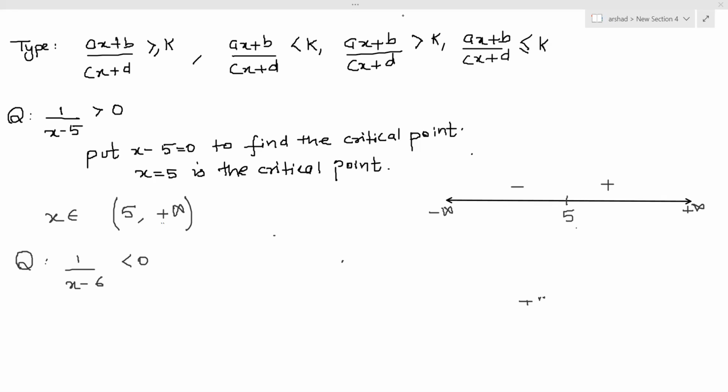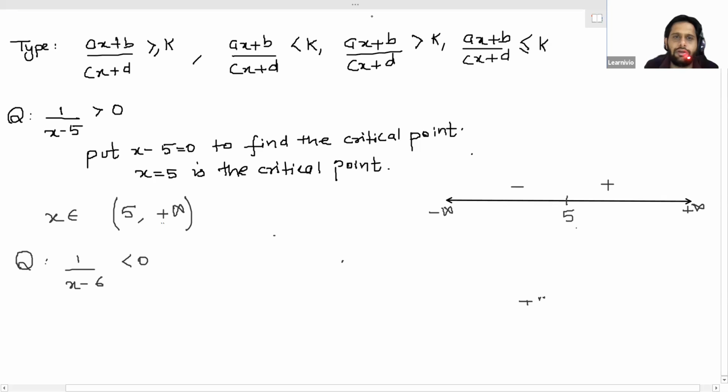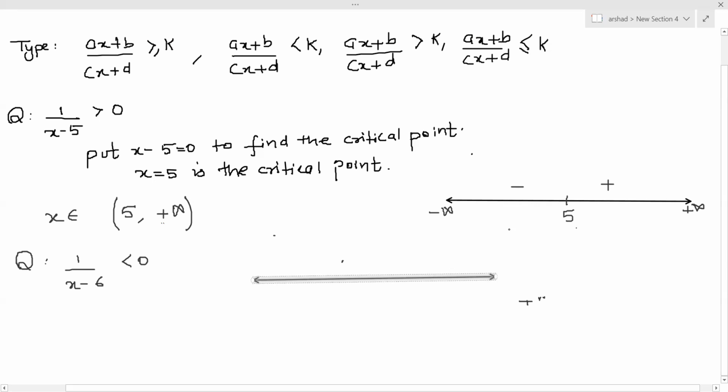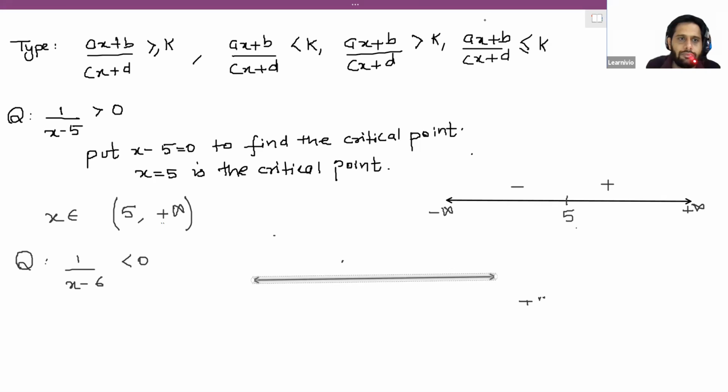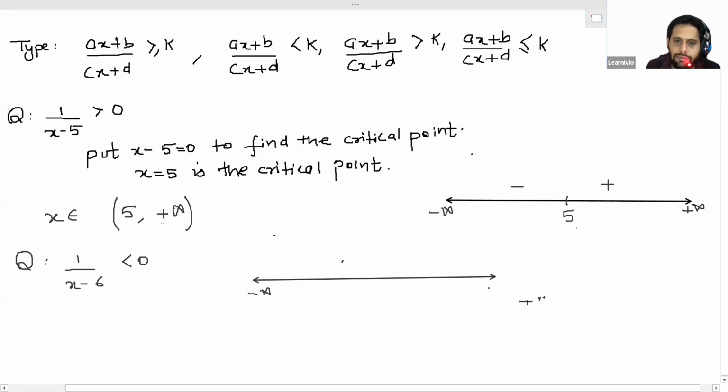X is equal to 6 is a critical point. Okay, this is a critical one, but we need to find the complete interval. So we'll check how we can solve this question. Now, this is minus infinite and this is plus infinite. So first of all, put x minus 6 is equal to 0 to find the critical point.